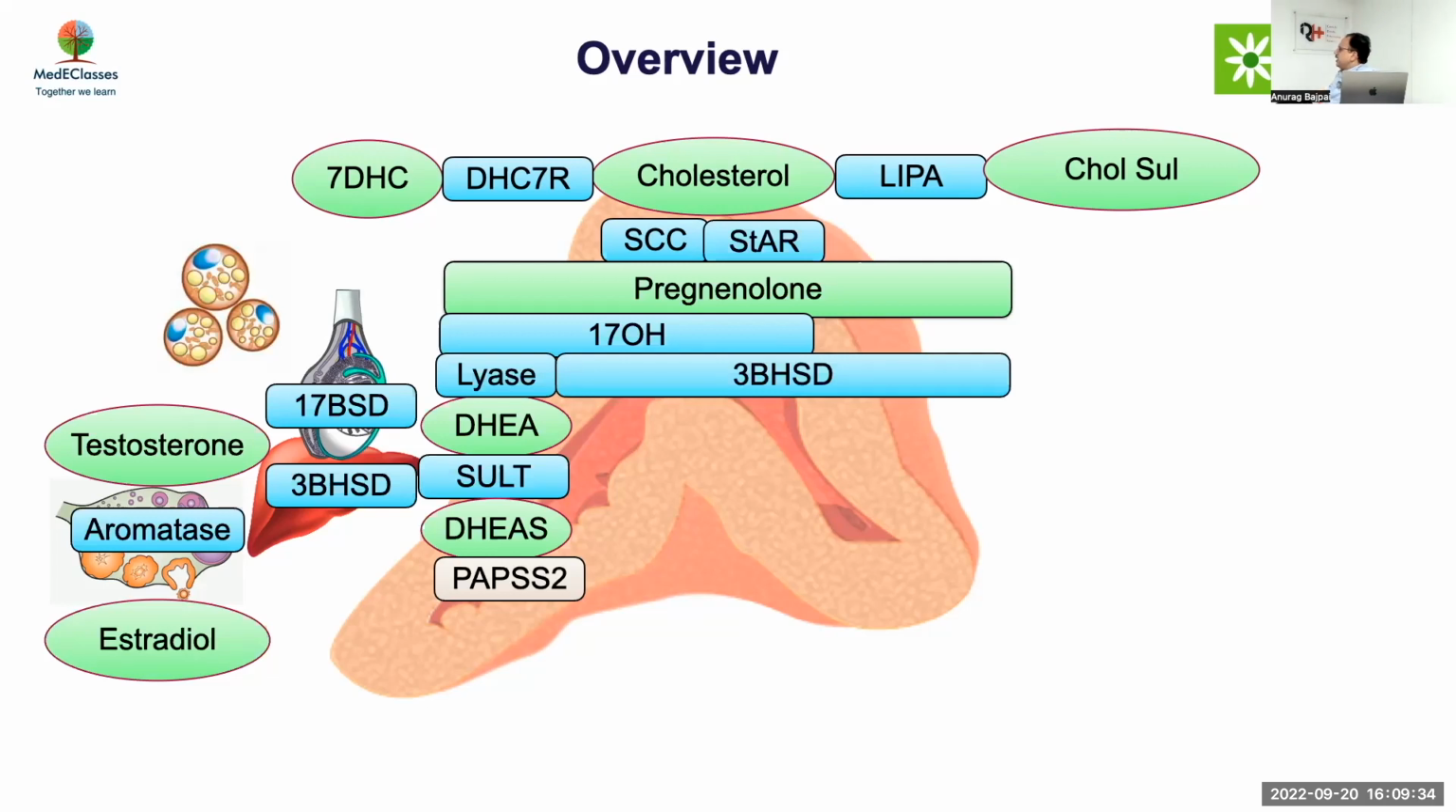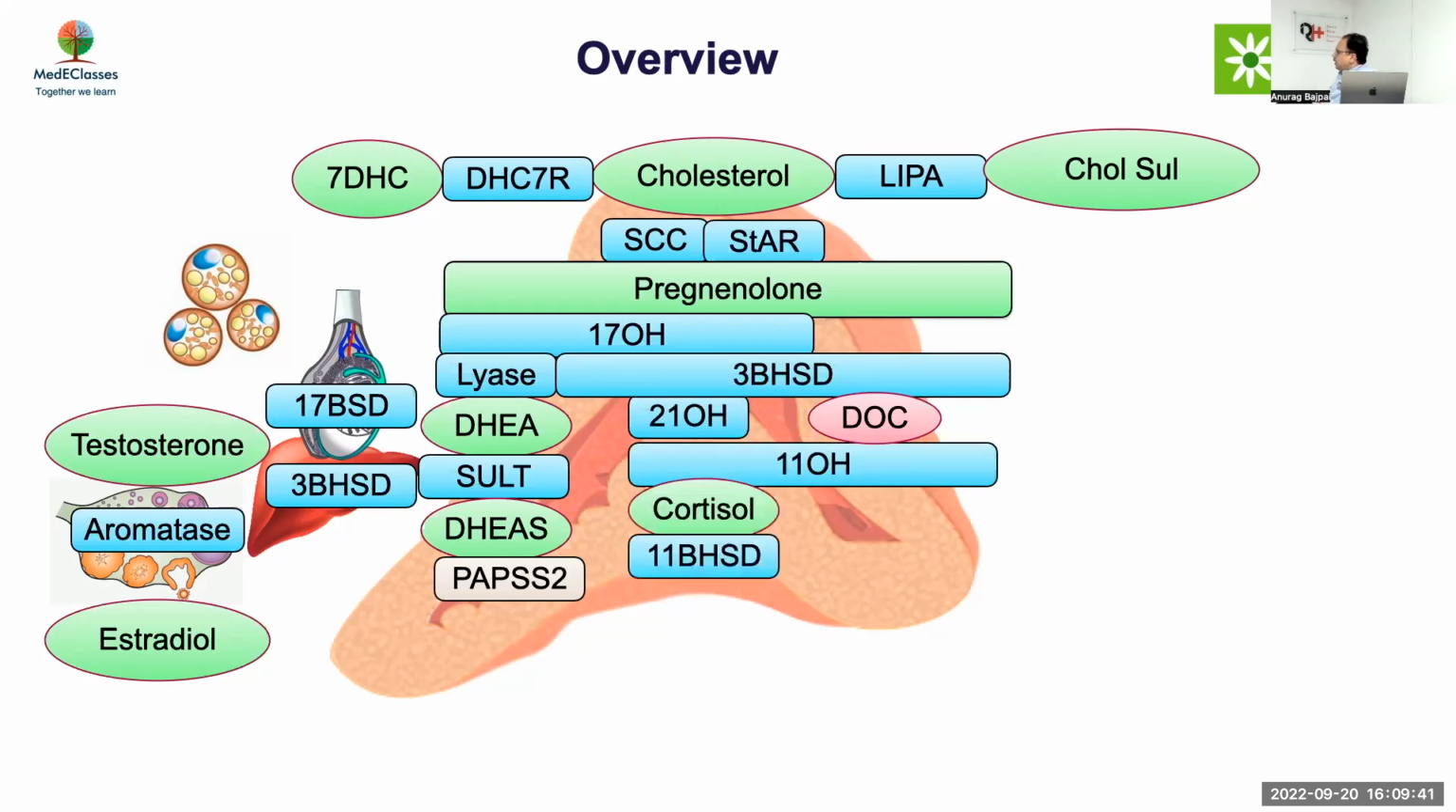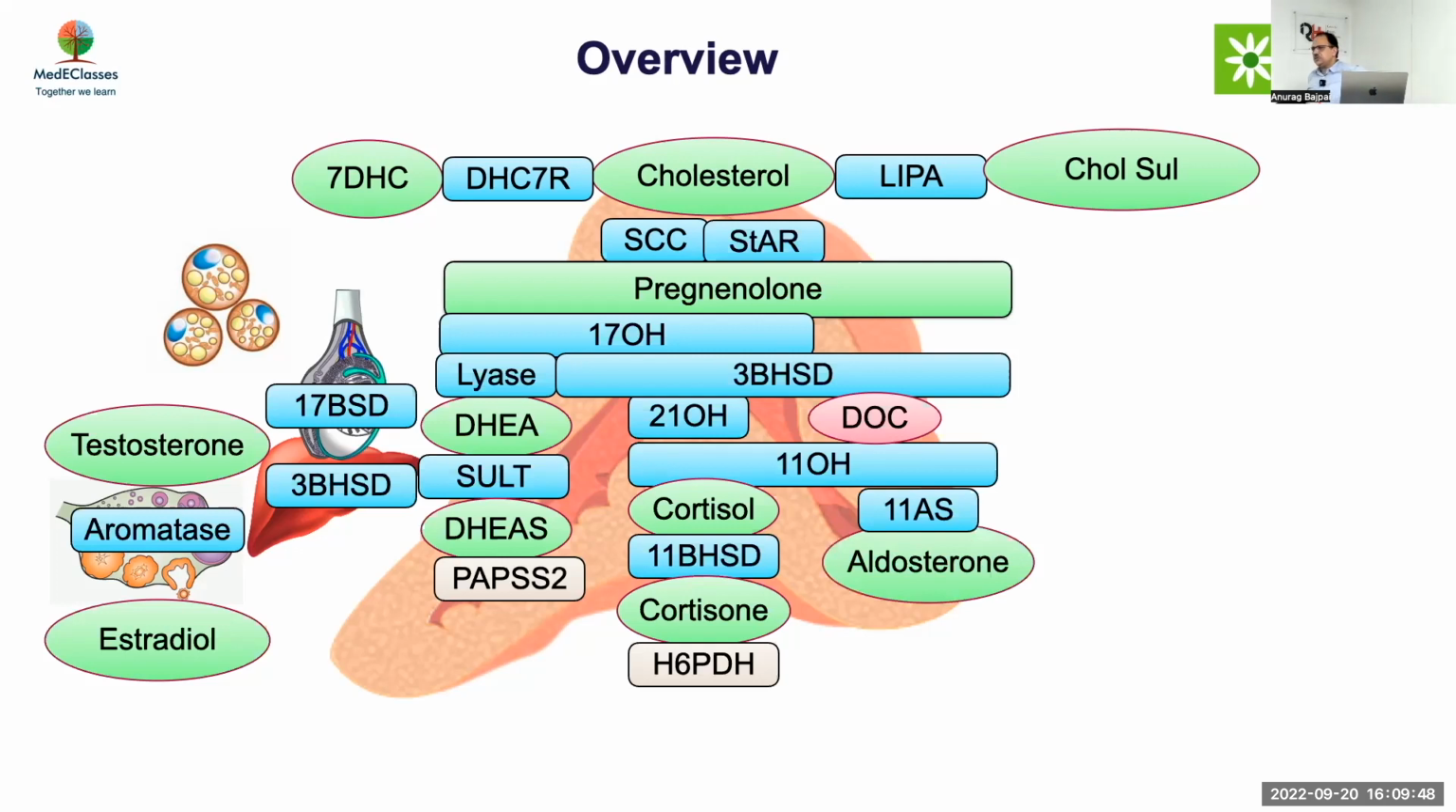If you have 3-beta-HSD there, you will have 21-hydroxylase to produce DOC, and 11-hydroxylase will produce cortisol, and from there it will produce cortisone using 11-beta-HSD. And finally, we have aldosterone synthase to produce aldosterone. The enzymes are side chain cleavage and StAR just in the beginning. Then you have 3-beta-HSD, which has peripheral conversions, hydroxylases and lyase, and then you have 21 and 11 hydroxylase, which are the major ones. As far as testosterone is concerned, we've got 17-beta-HSD and aromatase.